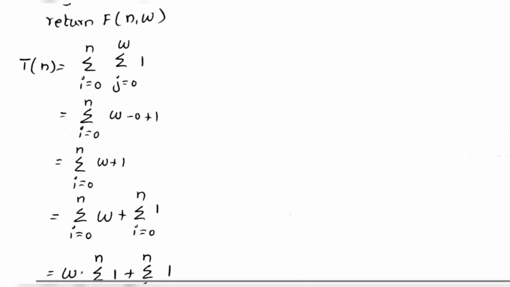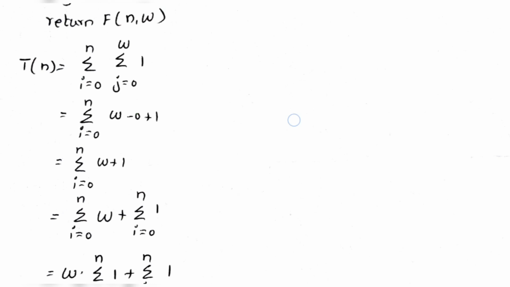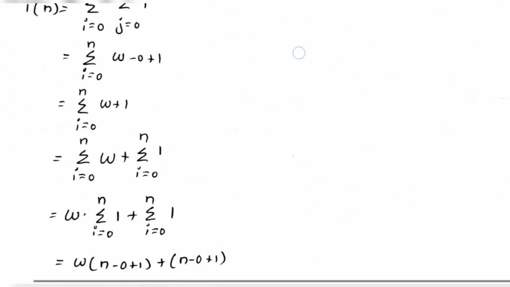This is the knapsack algorithm. Coming to its analysis, T of n is equal to sigma i equals 0 to n, sigma j equals 0 to W of 1. Then we have W minus 0 plus 1, that is W plus 1. Then we have i equals 0 to n, W plus 1. So W is the constant.